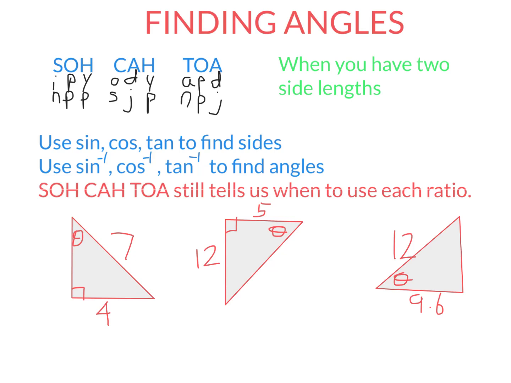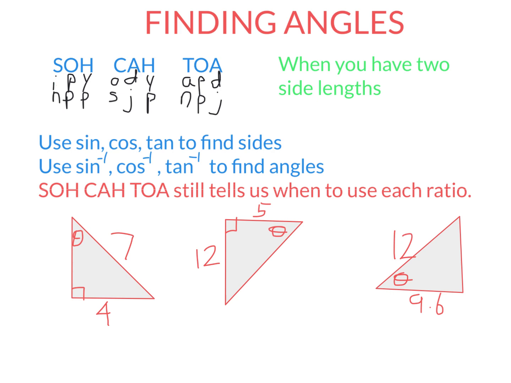Thank you so much for tuning into this video in which we will look at using trigonometry to find angles. So when you have a right angled triangle, if you know two of its side lengths, you can find any of its angles. So once again, we're going to use SOHCAHTOA to tell us which ratio to use.